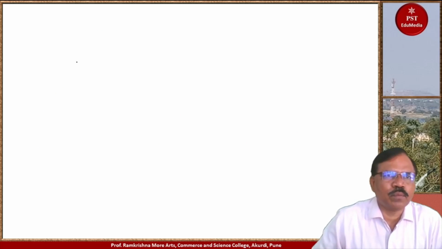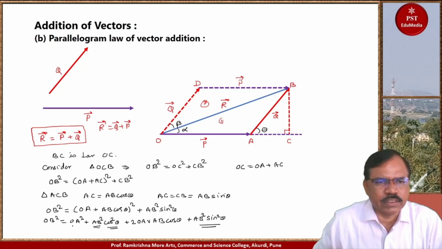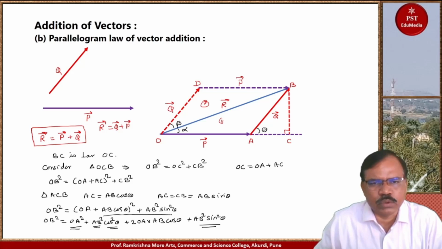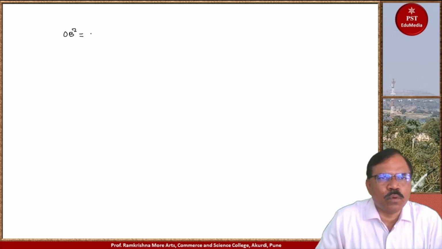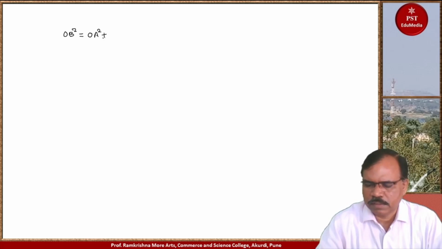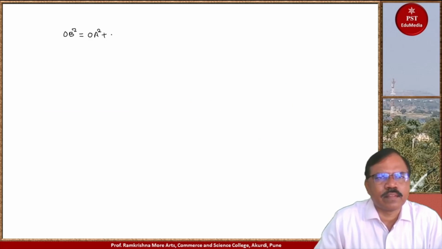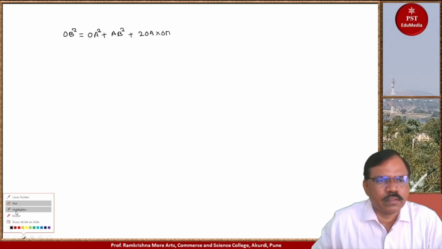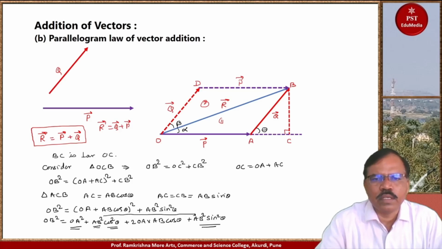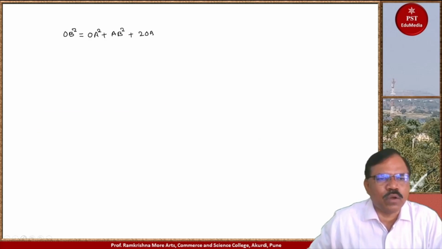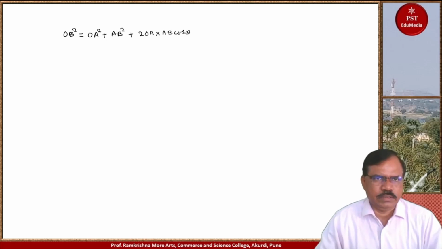So we'll get OB square is equal to OA square plus AB square from these two, plus 2 OA into AB cos theta. We got this from the triangle.